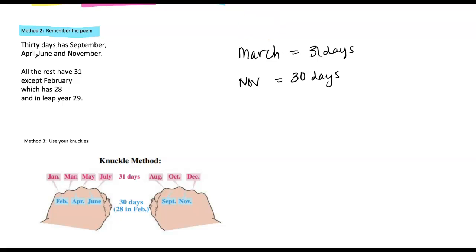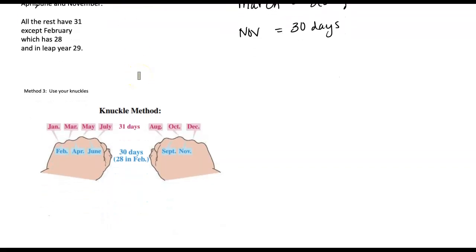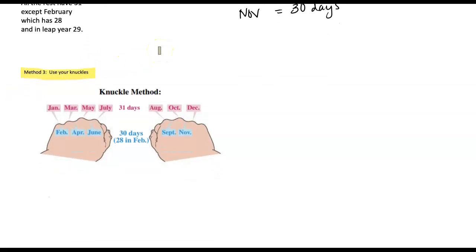Another method that I tend to use is this method that's in your book on how to use your knuckles. If you start at the high point of your knuckle, all the way here, here's January at the top, February in a valley, March at the top, April in the valley, May on top of your knuckle, June in the middle in the valley, July on top of your knuckle. Every time you're on the top, those are 31 days. And when you fall in a valley, those are lower days, so 30 days.